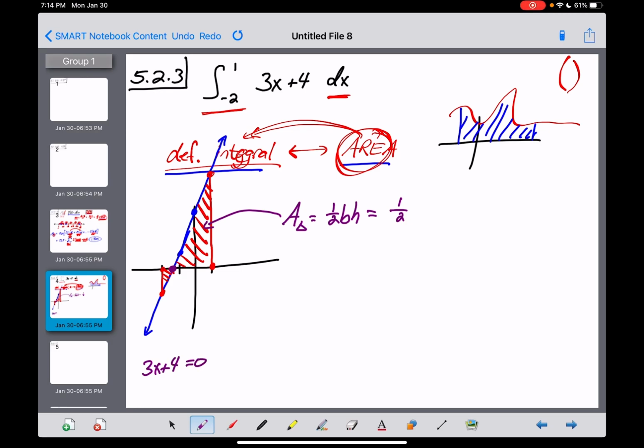Set it equal to 0 and solve. So 3x is equal to -4. Yeah, I'm glad I checked. x is equal to -4/3. So that's where we are right there, not the -1.5 that I had thought.